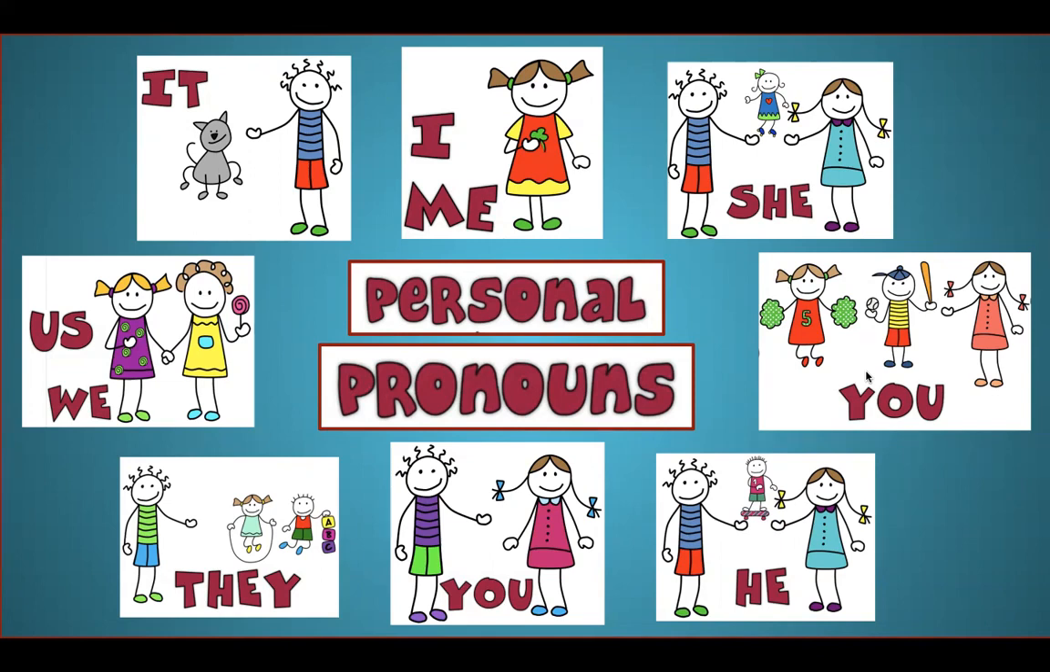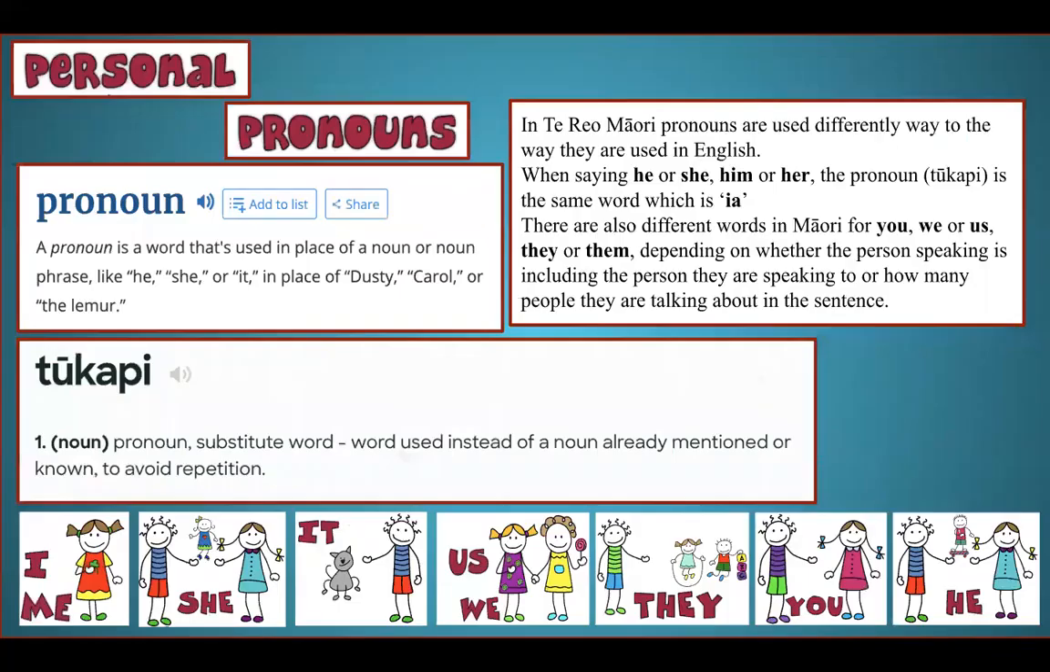Lucky for us, this only really matters when we're using them in te reo Pākehā. Pronouns in te reo Māori work a little bit differently. The word for pronoun in te reo Māori is tūkapi. You might also hear them called tūpou. The function of a tūkapi in a sentence is to take the place of a noun, or in the case of rere mahi, action sentences, we will be using them to take the place of the kaimahi, which is the person, animal, or thing that is doing the action.